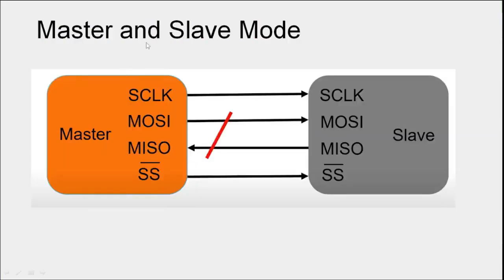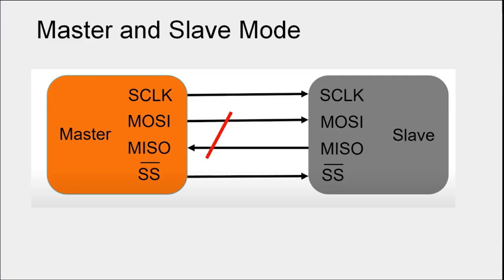In the SPI protocol, only one device can act as a master. The rest of the devices are slaves. Whereas in I2C, any device can act as a master and the rest of the devices can be slaves. In SPI, only one master and multiple slaves. So, master and slave mode.